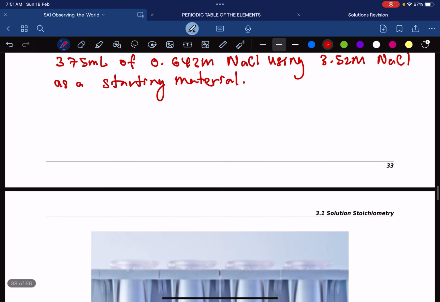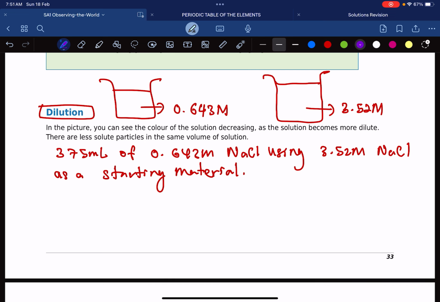Let's look at this question and identify which is which. This is the initial concentration, what is given to us initially, so this would be M1 or C1. We are expected to work this out, so this becomes M2. And we want to prepare 375 ml of this, so this would be V2. The final volume that we are expecting is 375, and the concentration should be 0.643.